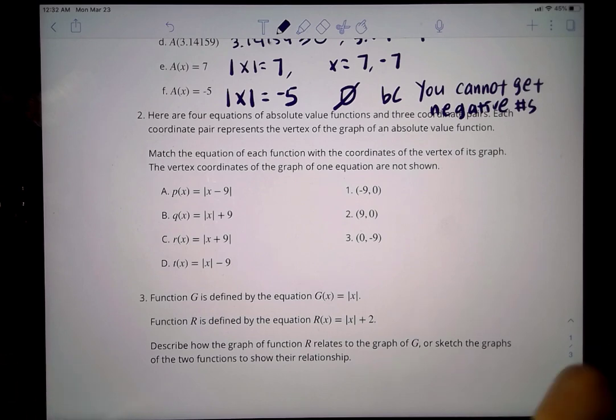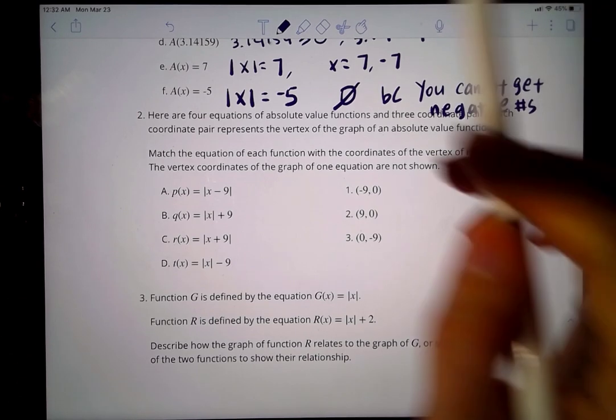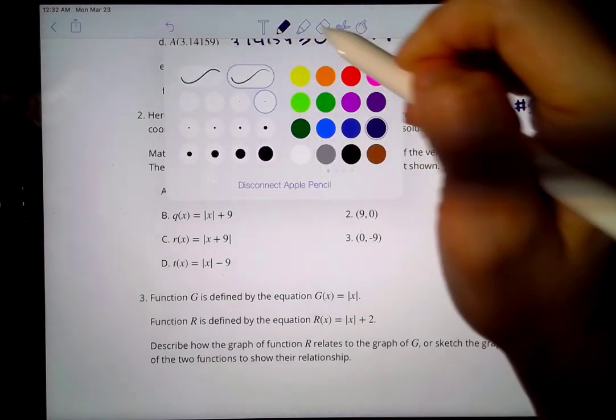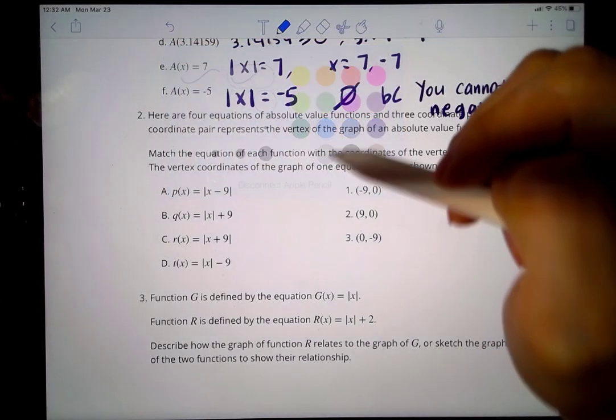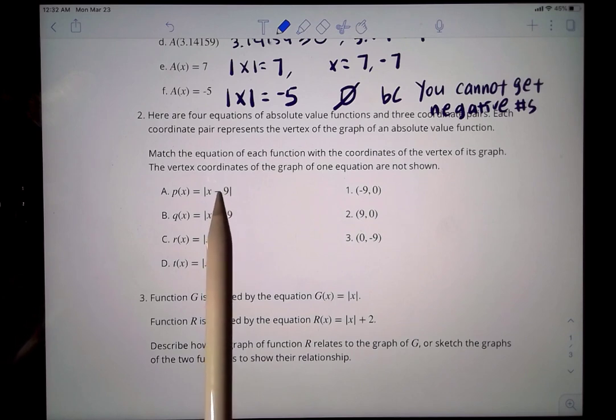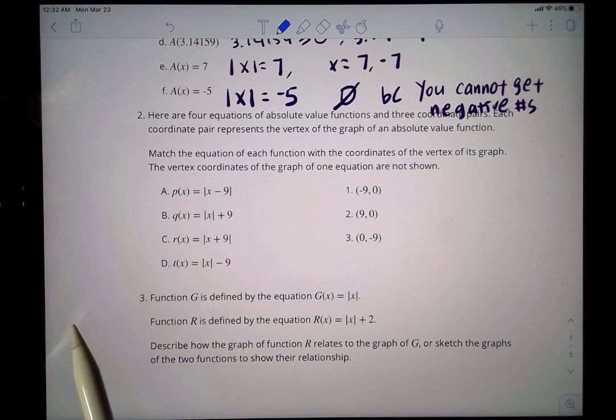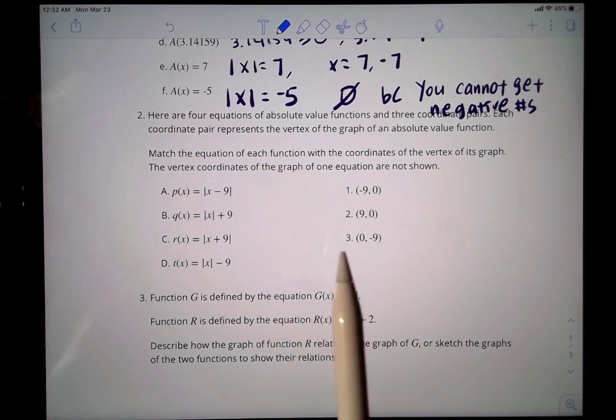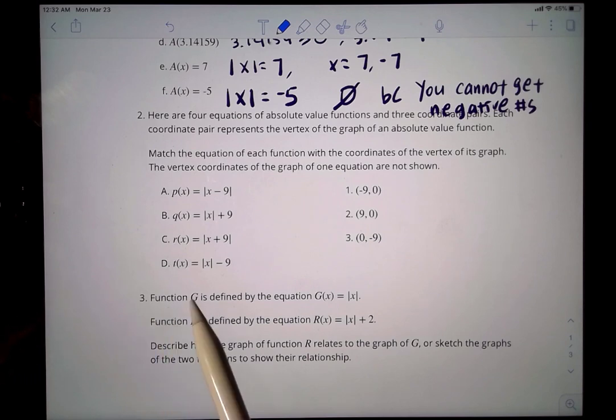All right, so number 2, let me change the color. Yes, light blue. Okay, number 2. Here are 4 equations of absolute value functions and 3 coordinate pairs. Each coordinate pair represents the vertex of the graph of an absolute value function. Match the equation of each function with the coordinates of the vertex of its graph. The vertex coordinates of the graph of one equation are not shown.